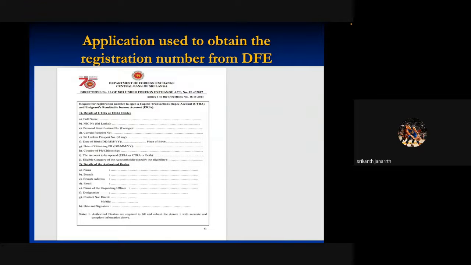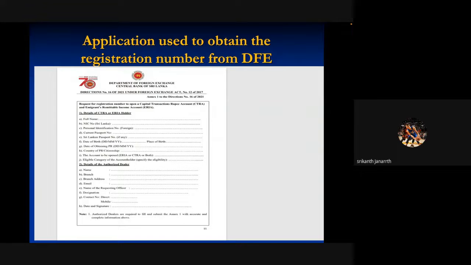Once you open a CTRA, you need to get that account registered with the central bank. So this is the form format given by the central bank. The account holder has to give it. It can be CTRA, it can be ERA, Immigrant Remediable Income Account. Both accounts use the same format. He has to write the full name, NIC, personal identification number if he has a foreign passport. Still he can open the CTRA to take the money. He has to give his personal identification number, current passport number, Sri Lankan passport. If he is a migrated citizen, he can open with the current passport and the Sri Lankan passport number, if any.